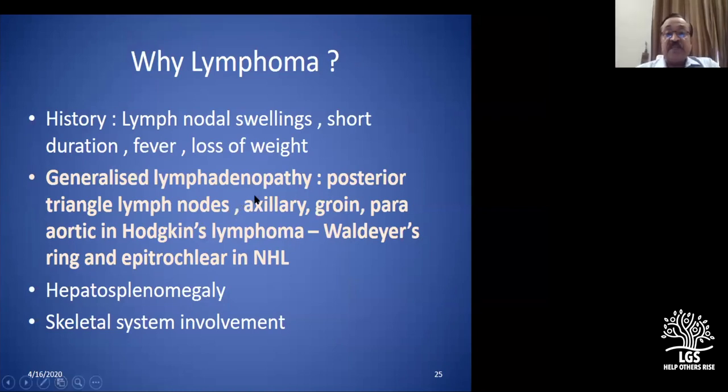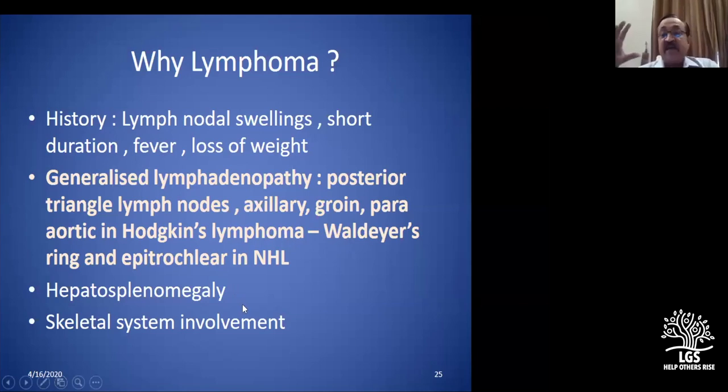Generalized lymphadenopathy, more than 2 groups you have got. Posterior triangle nodes, axillary nodes, groin, para-aortic. So in a case of a lymph nodal swelling, don't forget to examine the axilla, groin, and abdomen for liver, spleen, and of course para-aortic nodes, etc. Skeletal system examination also should be done. So it depends upon the findings.